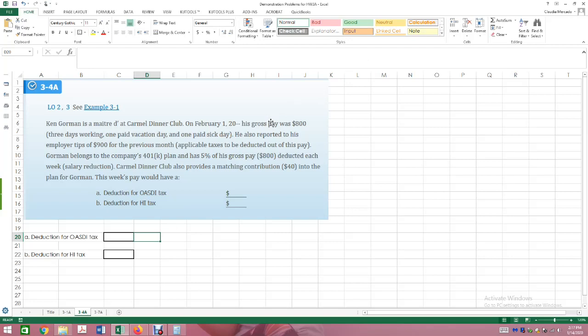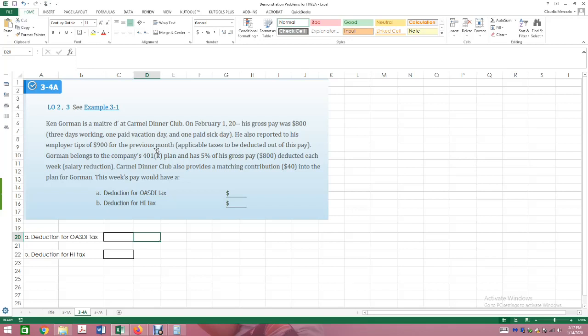The rest, eliminate it. So like here, he got paid $800, 3 days working, 1 paid vacation, and 1 paid sick. Do I care? No, I don't care if you're paying him vacation, sick leave, or he's working. His gross pay is $800. That's all I care about. So all I need to focus on is those $800. Now, he also reported tips of $900 for the previous month. So tips are usually behind. In this reporting period, he reported the $900 of tips from the previous month.